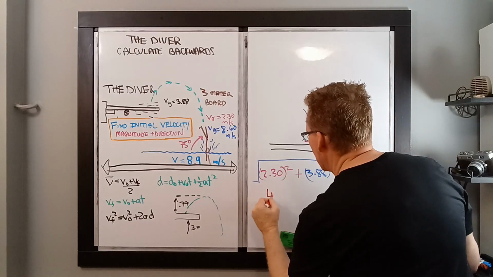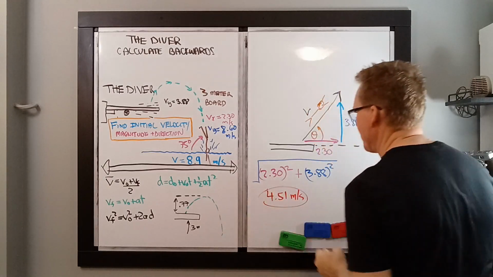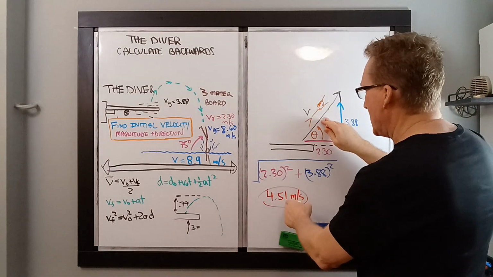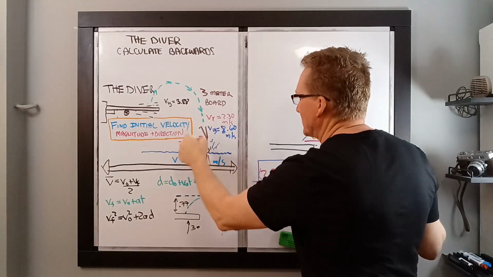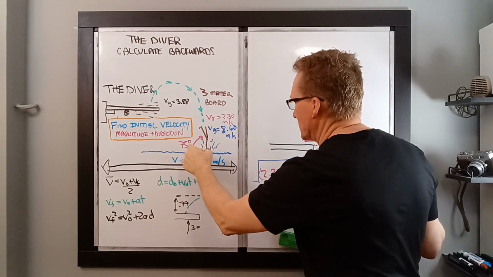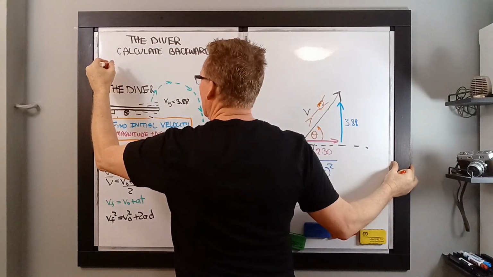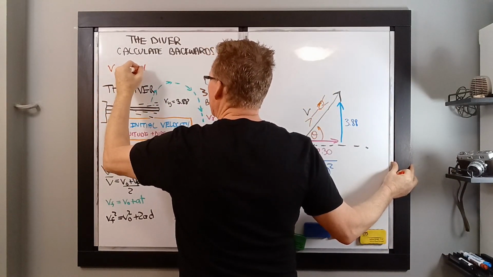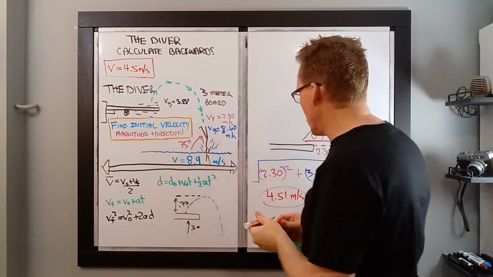I am getting 4.51 meters per second. This is the velocity at which she takes off from the board. Now though, since we're getting to the final answer, let's do this in 2 significant figures like we had with our original question. So I'm going to make this 4.5 meters per second. So the velocity is going to be equal to 4.5 meters per second. Draw a box around it, make sure it's clear to your teacher what your answer is.